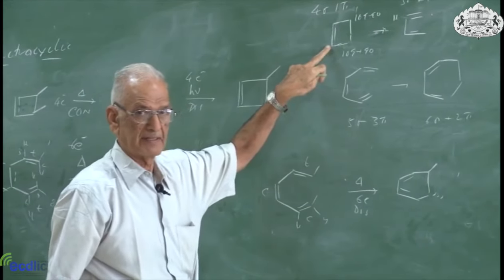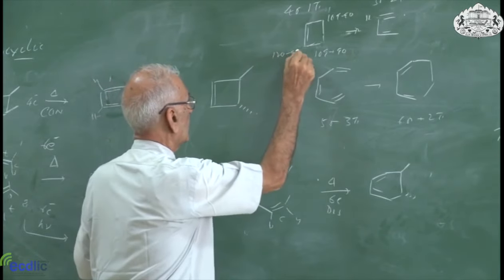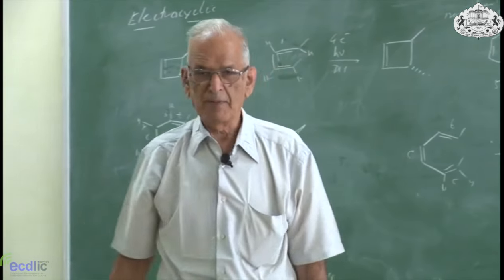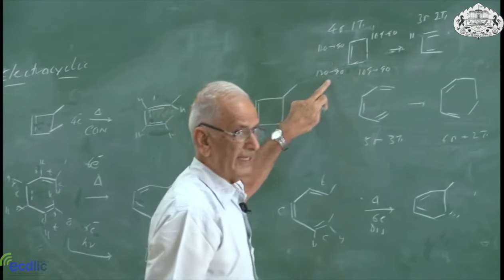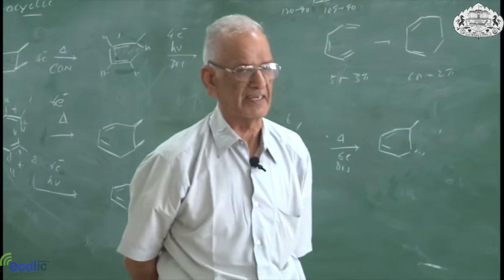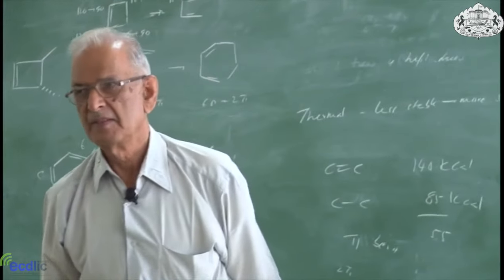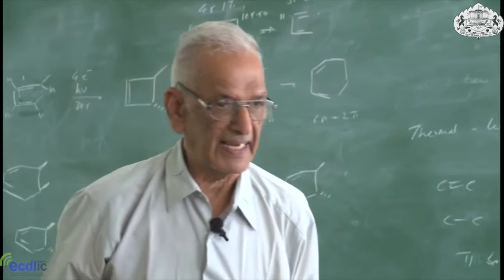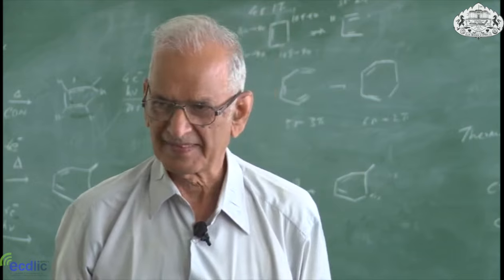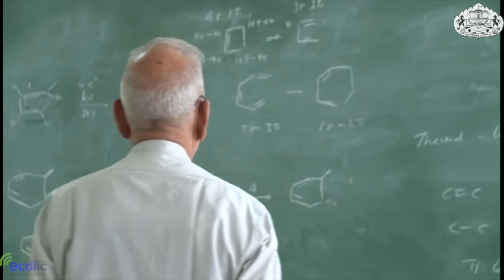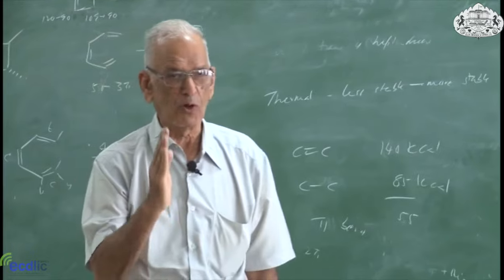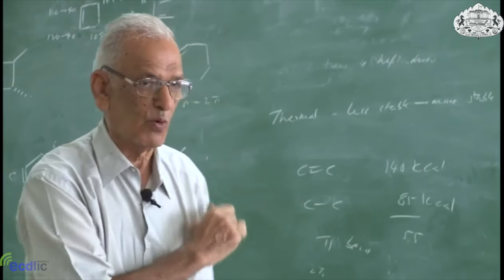What about this? This is an SP2 carbon. So, 120 going to 90. So how much angle strain? 30, 30, 60, 60 plus 38, 98 degrees of strain. So though more sigma is more stable, because of that 98 degrees of angle strain, the four-membered ring is unstable. So we have learned this very important principle: in a thermal reaction, you always go from less stable to more stable.